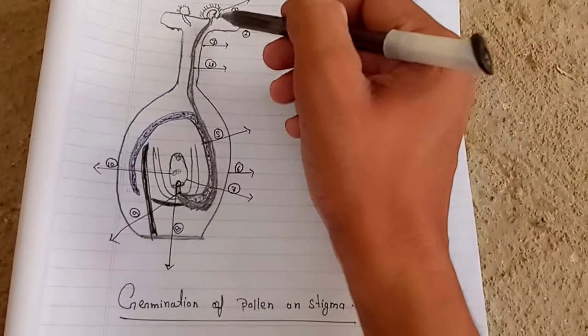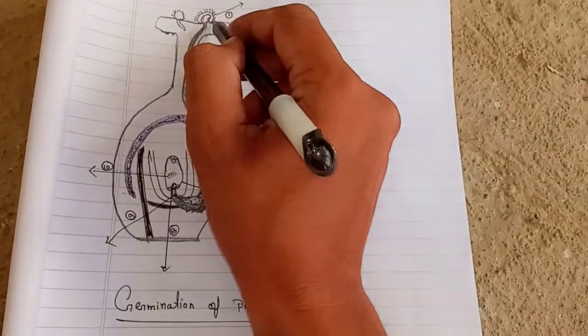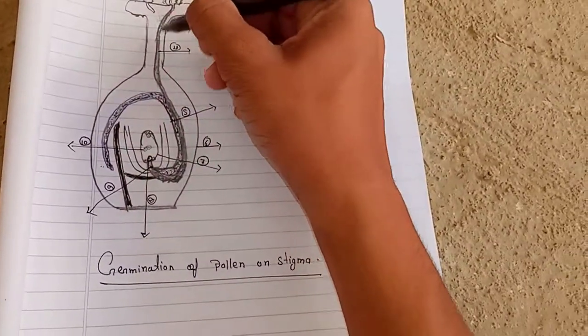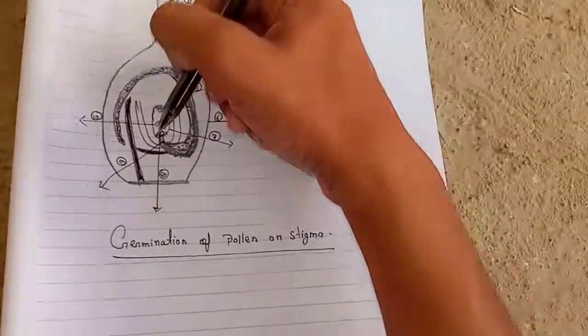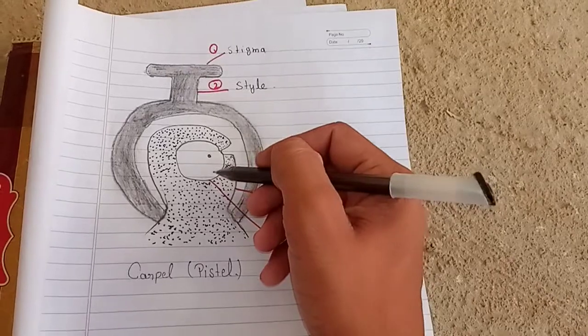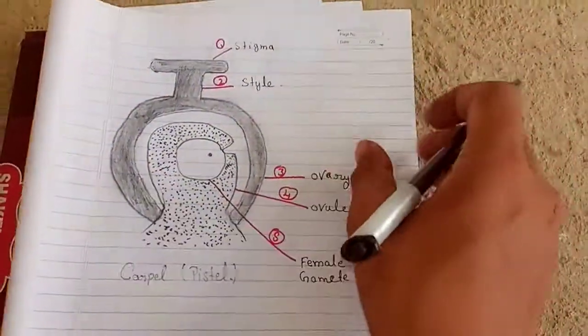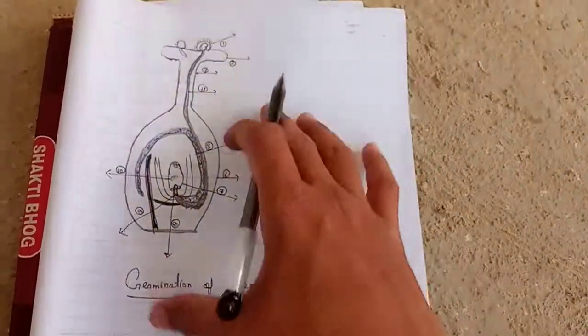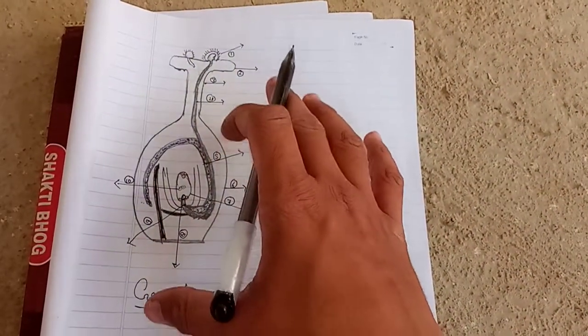In this figure we can see that firstly pollen grains come on stigma, then through style they reach the female gamete and fuse with this egg, and hence seed is formed. We will discuss this diagram in our next video because it is important, so I will make a separate video on this diagram.